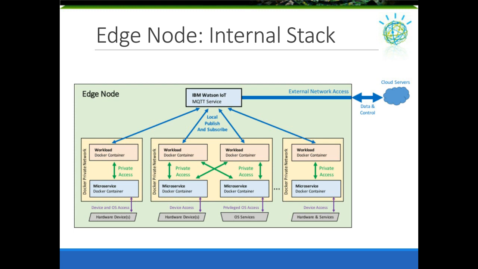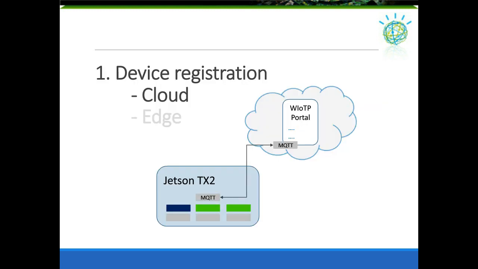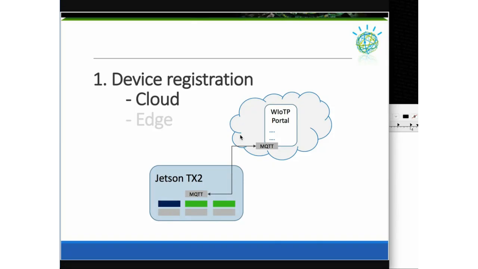And now we'll dive in to set up a device on the system. We'll start first with cloud and then move on to edge. Getting started setting up our device, we'll start with the IBM cloud side. We will visit the IBM Watson IoT platform portal and provide information, credentials, etc., such that we can establish two-way communication over MQTT when we set up on the edge side. We'll also define our Jetson TX2 as a device in the portal itself.